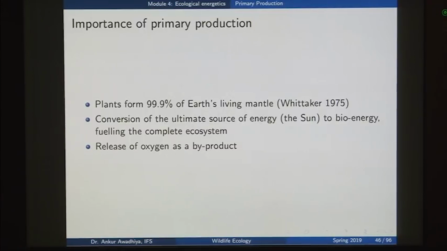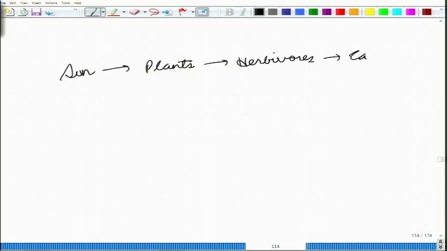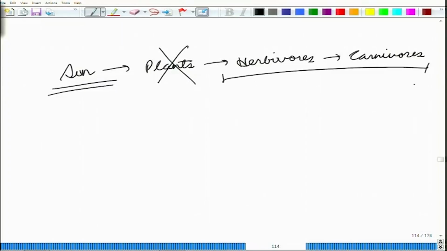The second reason is that primary production is responsible for the conversion of the ultimate source of energy, which is the sun, to biological energy, which fuels the complete ecosystem. So, in the case of any food chain, the energy goes from the sun to the plants, from there to the herbivores, and from there to the carnivores. Now, in such a food chain, the primary source of energy is the sun, and if plants are not there, the rest of the food chain will also collapse.